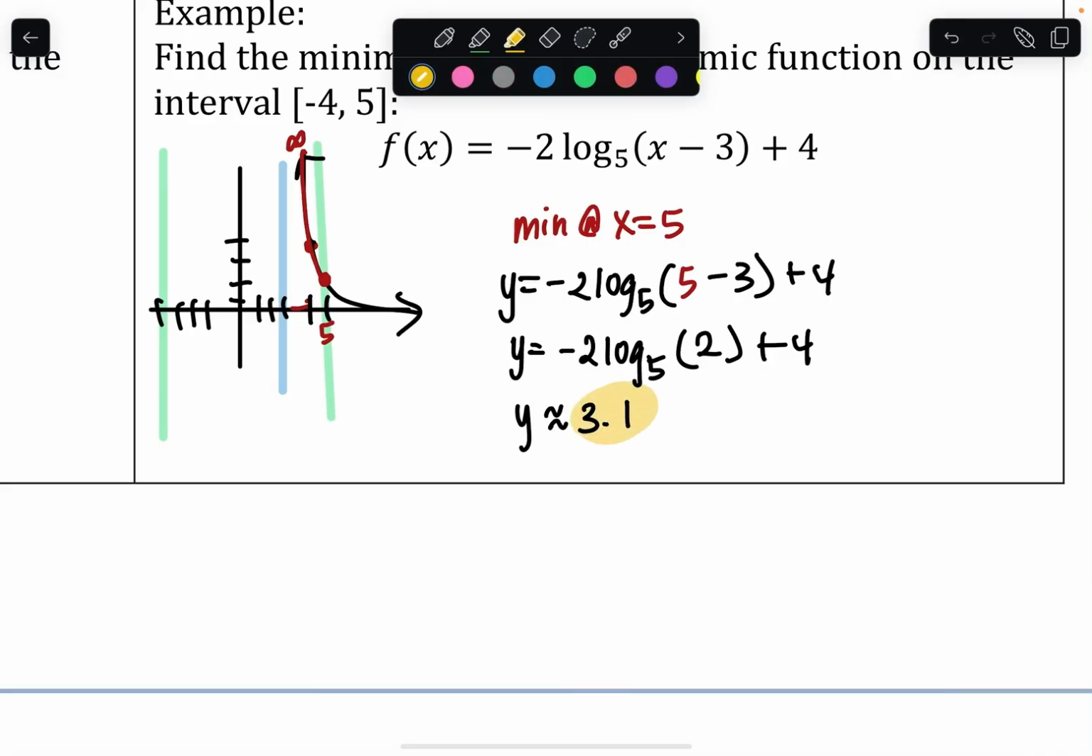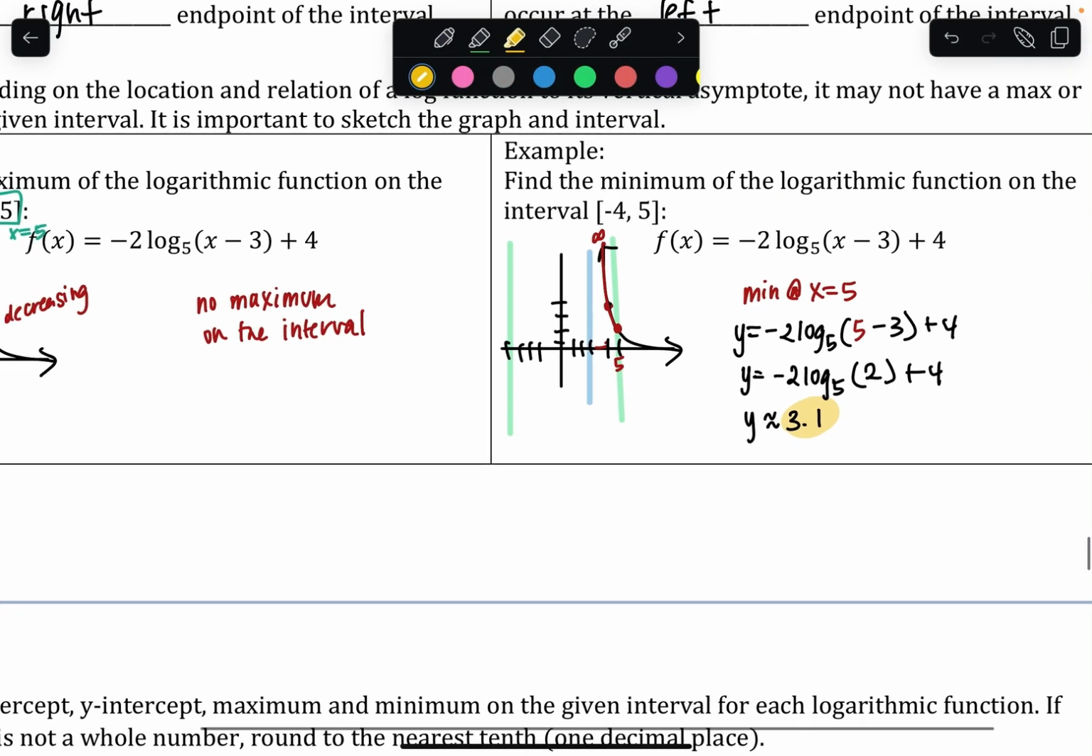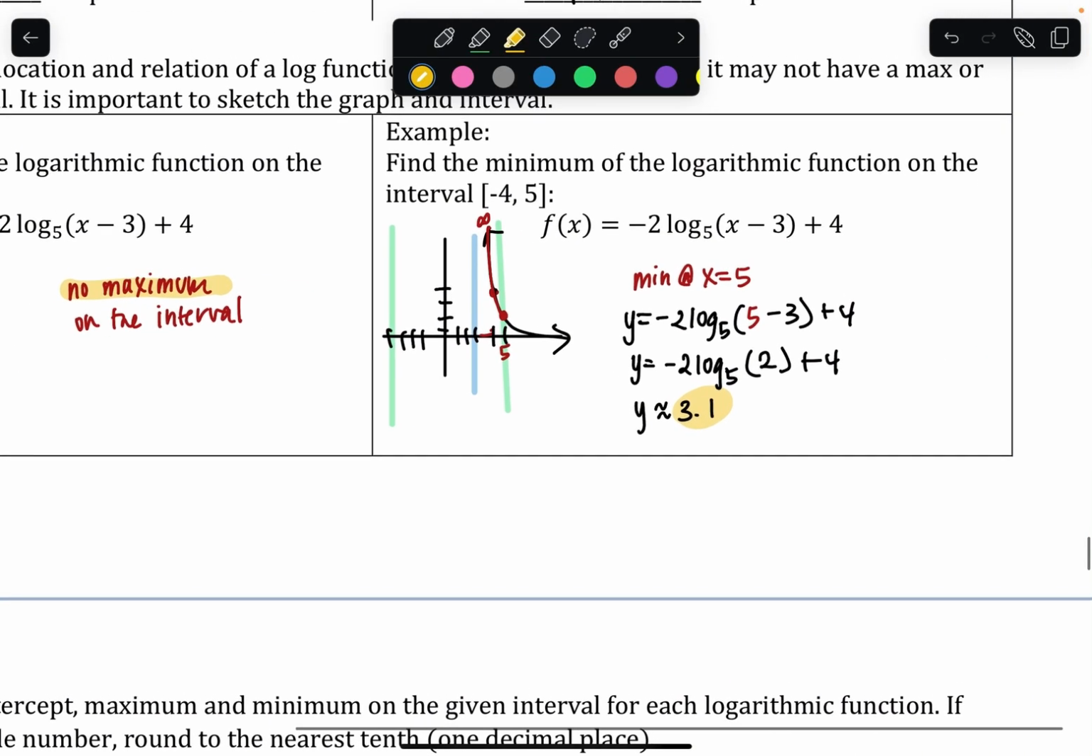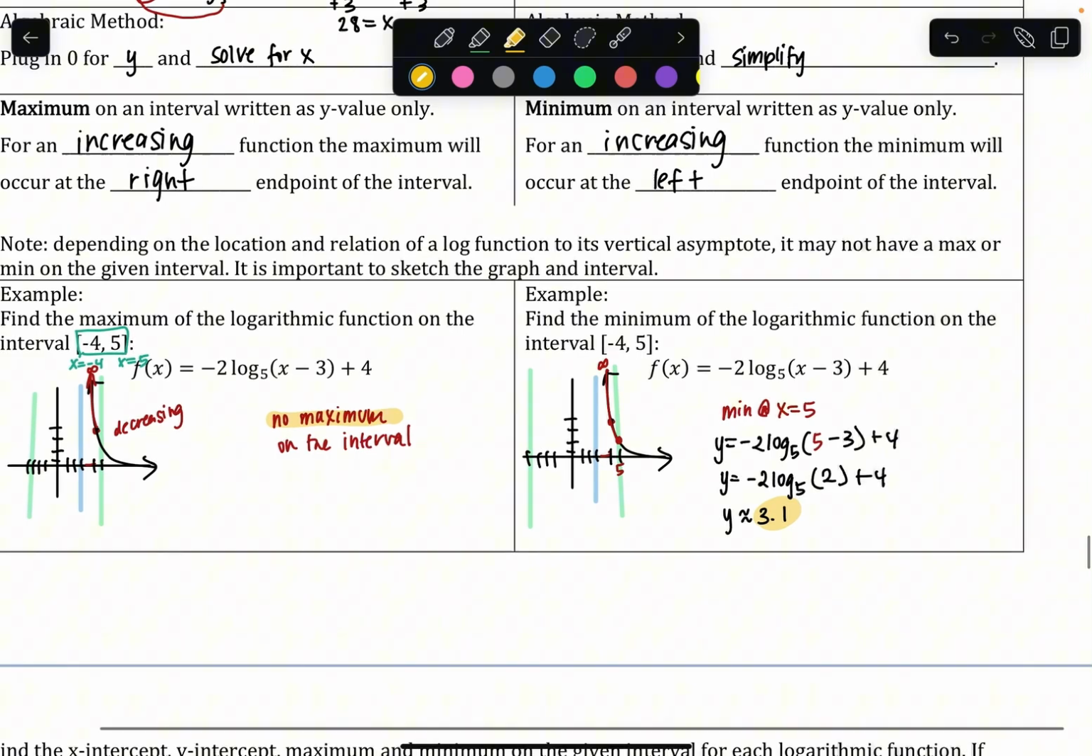So on a multiple choice test, if this was asking for maximum, you would say none. If it's asking for minimum, you would say 3.1. It's always just a y value.